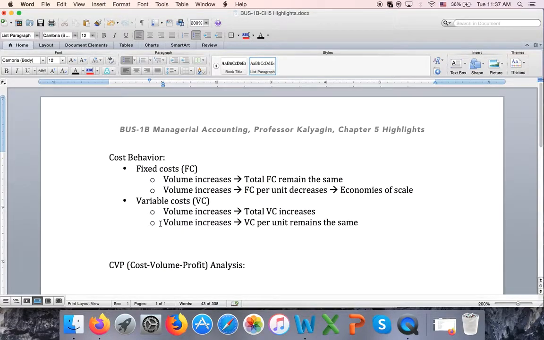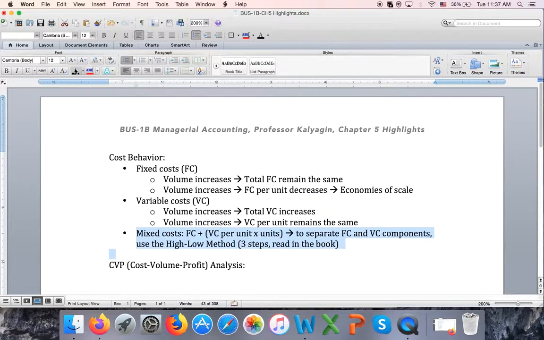So if I have to spend $2 in direct materials per unit, that per unit cost does not change, but the total increases. And the last group is known as mixed costs. And mixed cost has both components. It has the fixed cost component, and then it has variable cost component. So this is the formula to use to calculate mixed cost. Fixed cost plus variable cost per unit multiplied by units produced.